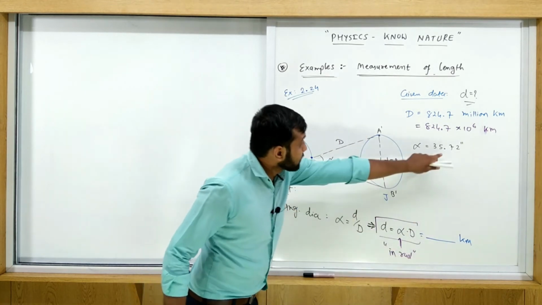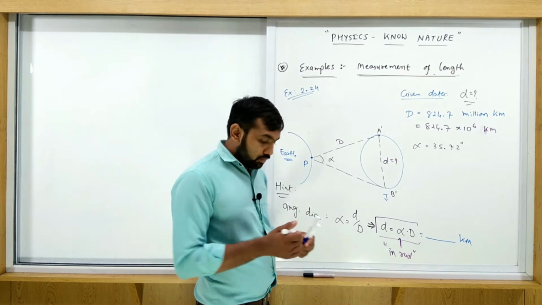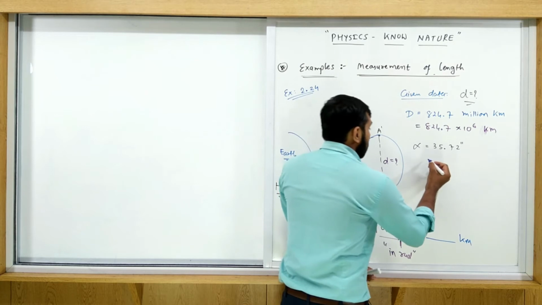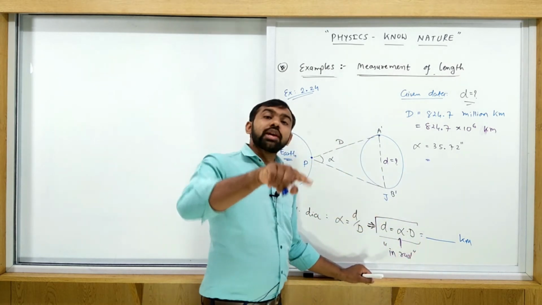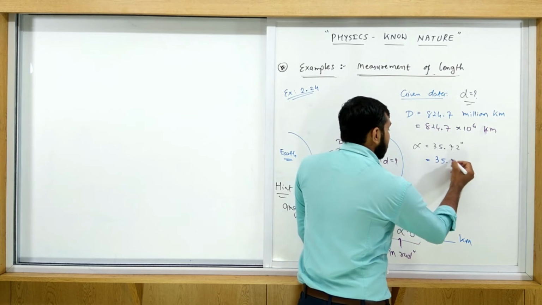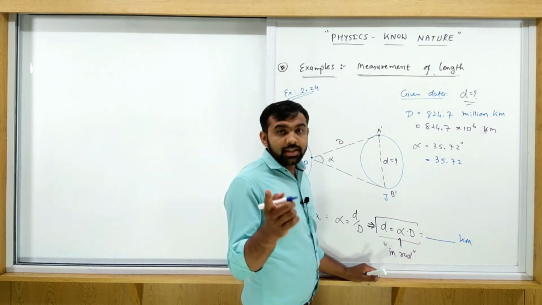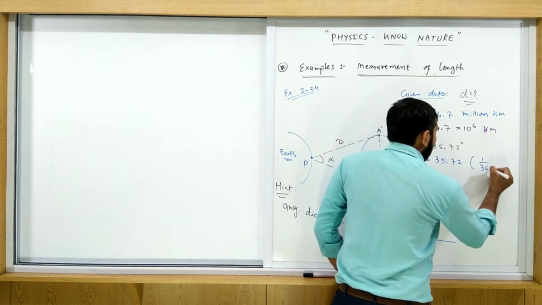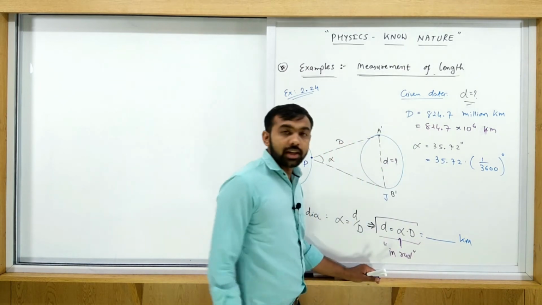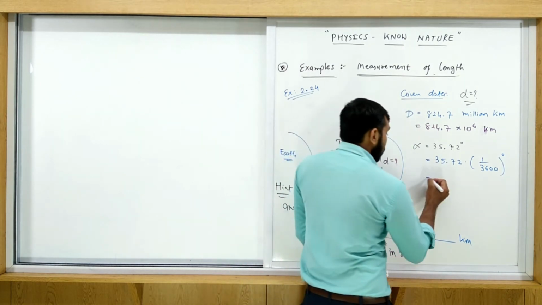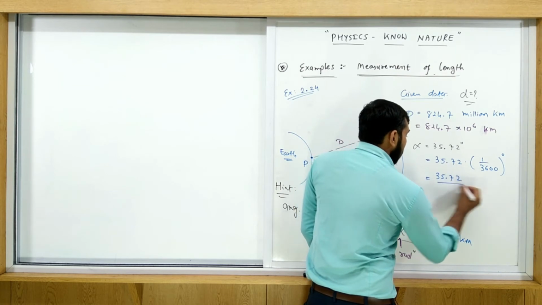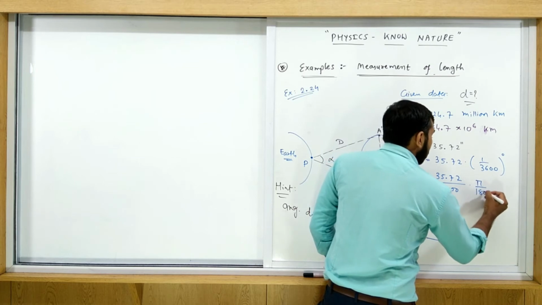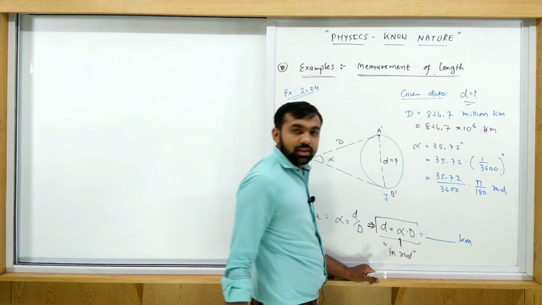But alpha is in second and you convert in radian. So use the angular conversion theory. How do we convert it? Let's write here. So first you write down the second to degree. What is second to degree? 35.72. 1 second is equal to 1 upon 3600 degree. So into 1 upon 3600 degree. Now degree to radian. So it is equal to 35.72 upon 3600 into degree to radian, pi upon 180 radian, as we discussed in the theory.